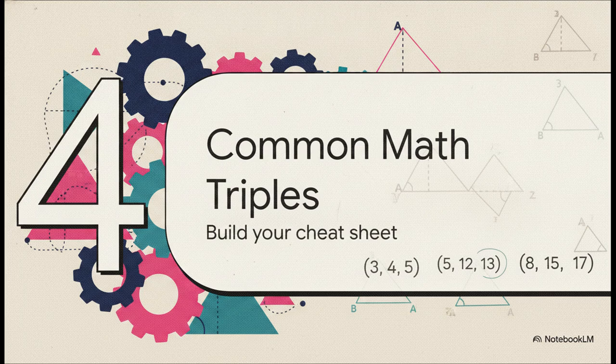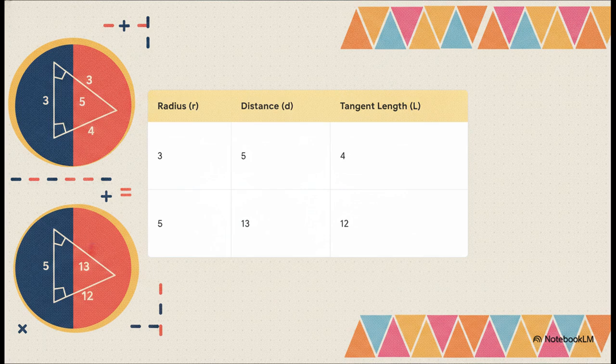Section 4. Memorizing common math triples. Building your cheat sheet. Textbook authors are actually pretty predictable. They love using these exact same numbers over and over again. First up is the classic 3-4-5 triangle. If the radius is 3 and the distance is 5, boom, tangent length is 4. Done. Next is the 5-12-13. Radius 5, distance 13, your tangent length is 12. Keep these in your memory, it's going to save you so much time.